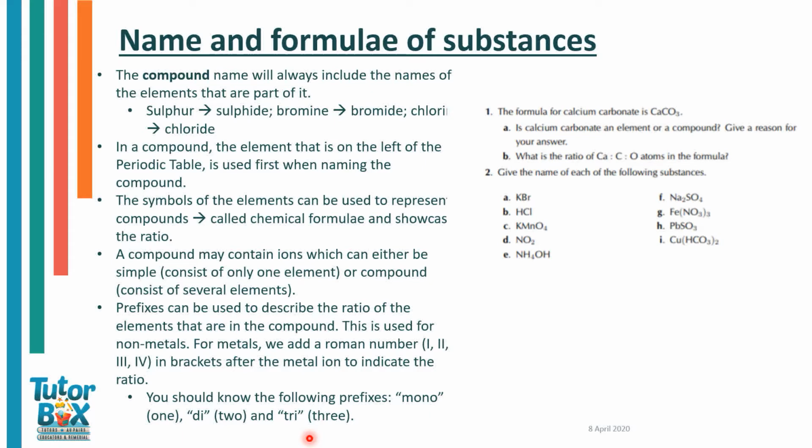Okay, so we're just going to go through this one. The formula of calcium carbonate is CaCO3. Is it an element or a compound? We know it's a compound because it consists of 3 different elements. Okay, what is the ratio of the atoms in the formula? We've got 1 calcium, 1 carbon, 3 oxygen atoms, so you would write 1:1:3.